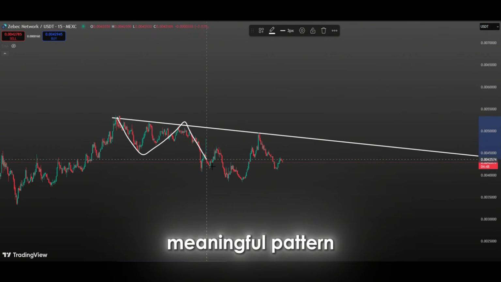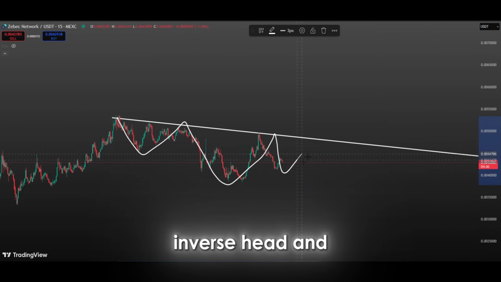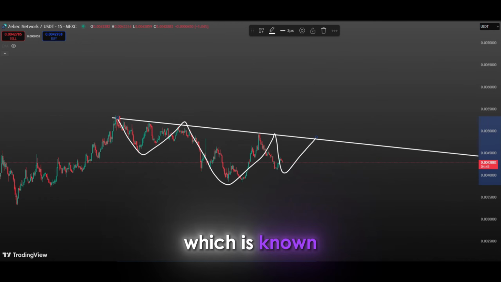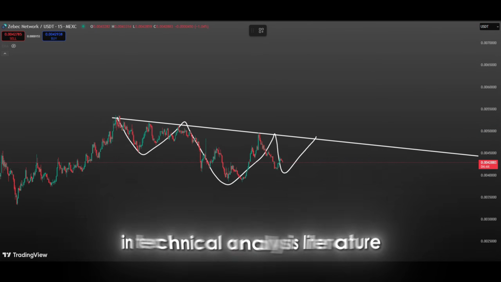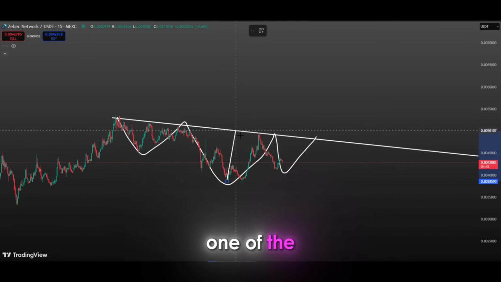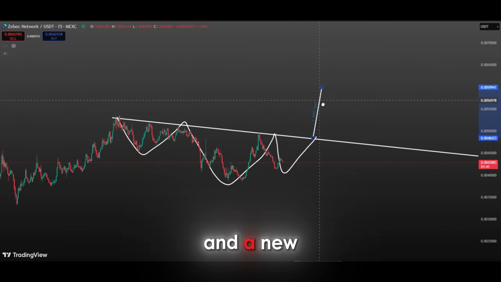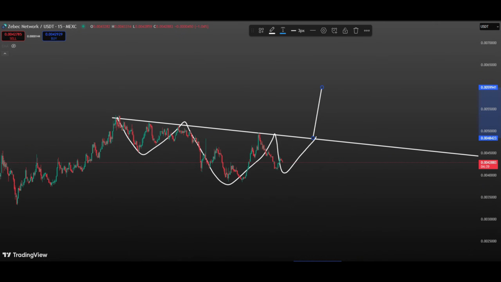When we carefully examine the chart, it becomes clear that recent price movements are beginning to form a highly meaningful pattern. In particular, the structure taking shape points to the inverse head and shoulders formation, which is known in technical analysis literature as a strong reversal pattern. This formation is typically considered one of the clearest signals that a downtrend is coming to an end and a new uptrend is about to begin.